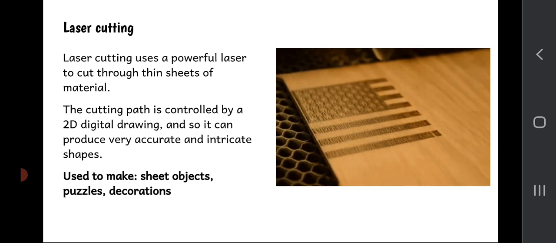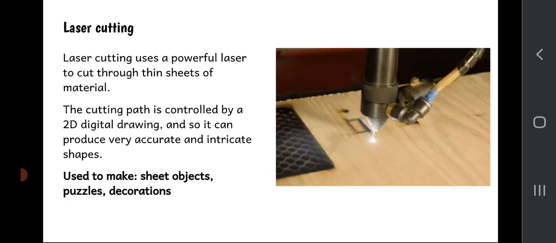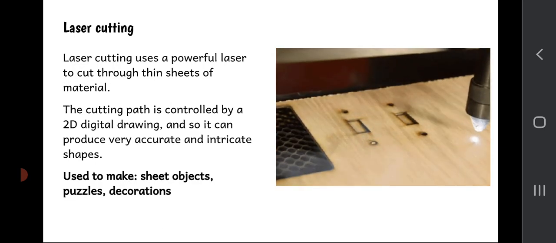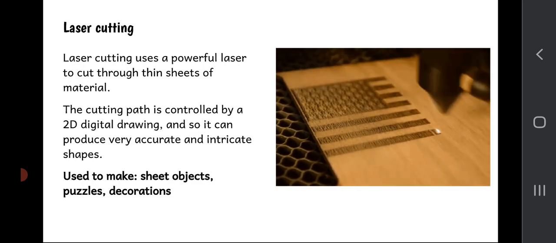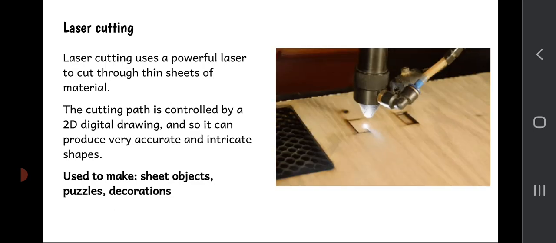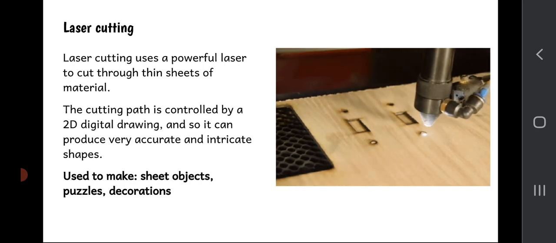You'd find laser cutting getting used to make anything that involves a sheet object. So chassis for the insides of computers and games consoles, toys, puzzles, decorations, things like that.